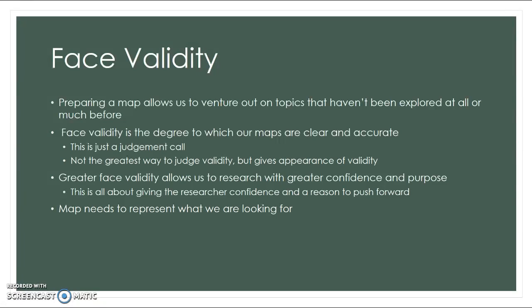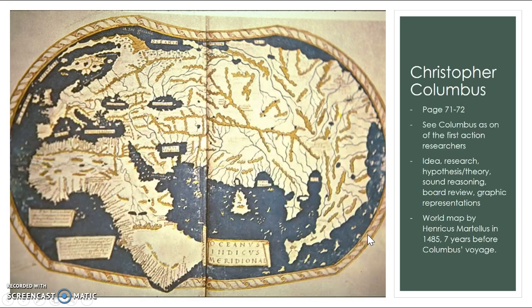Okay, so the book talked a little bit about this, and I'm sure you all know what face validity is, but I thought I would go back and talk about it for a minute. Preparing a map allows us to venture out on topics that haven't been explored much, and we want our maps to be clear and accurate looking, which is face validity. It's just a judgment call, and maybe not the best way to judge validity, but it sure gives that appearance, and it allows the researcher to go into their research with a lot of confidence and purpose. And we have to remember when creating our map that it needs to represent what we're looking for at the end of our research and during our research so that this face validity remains.